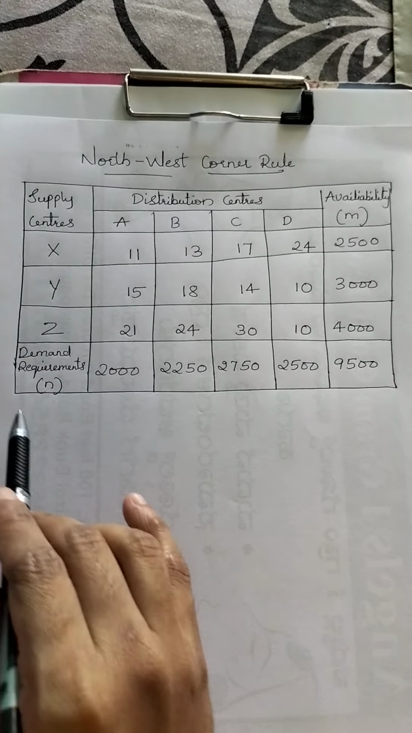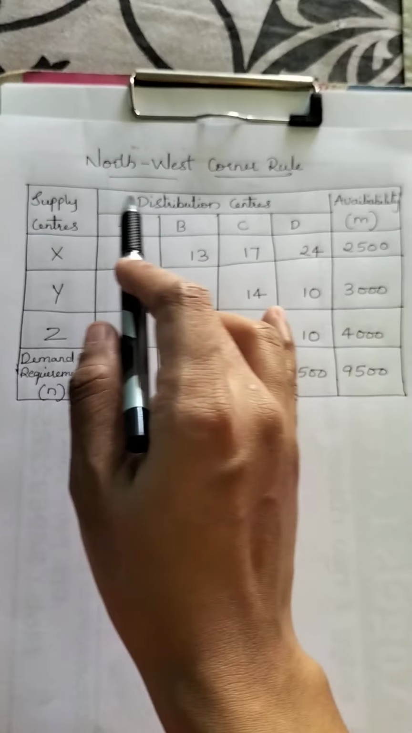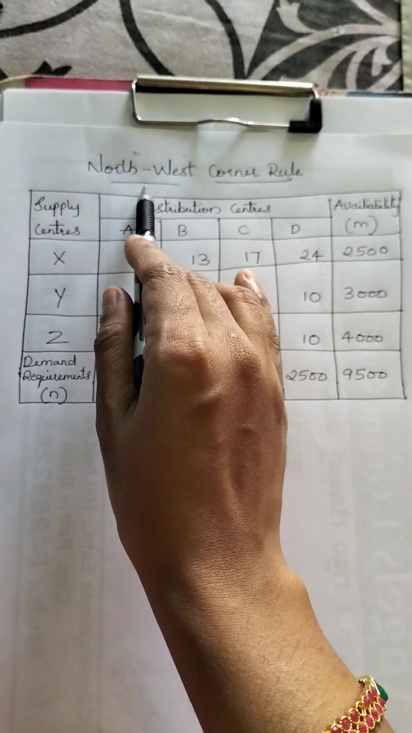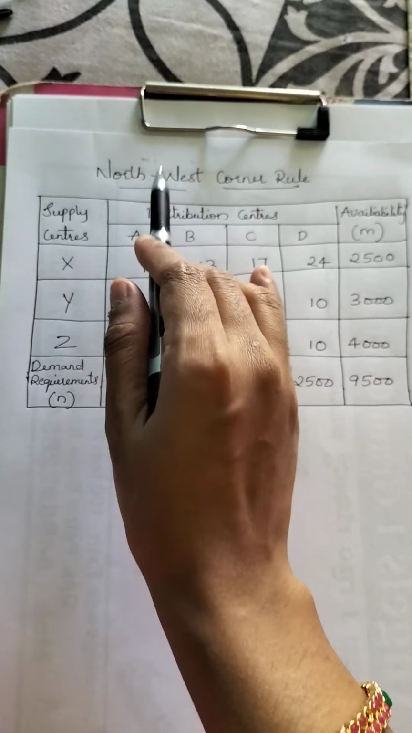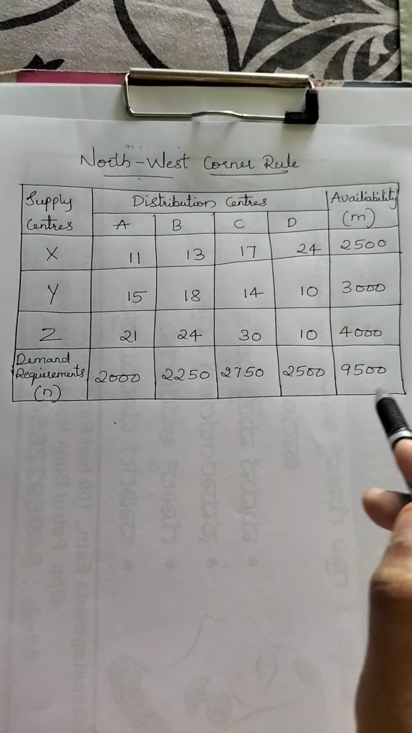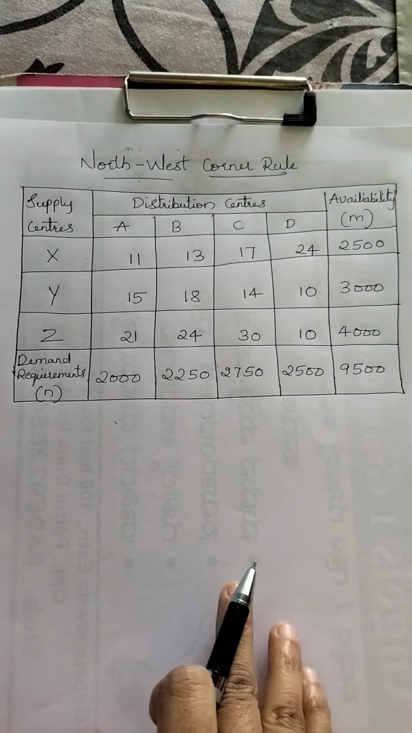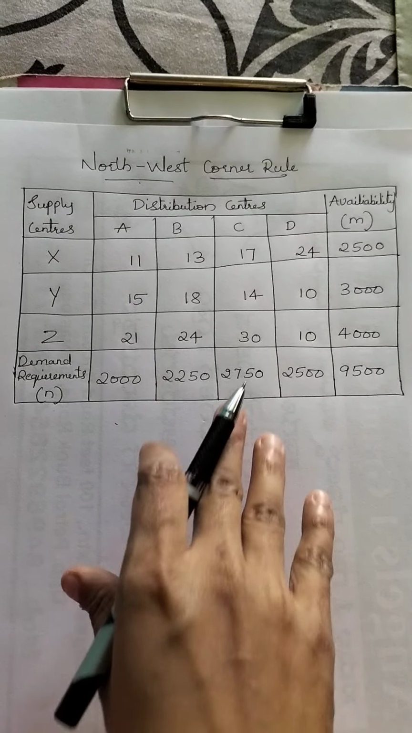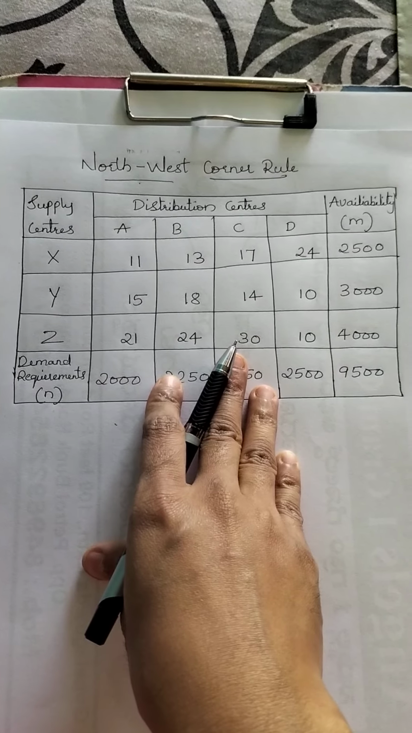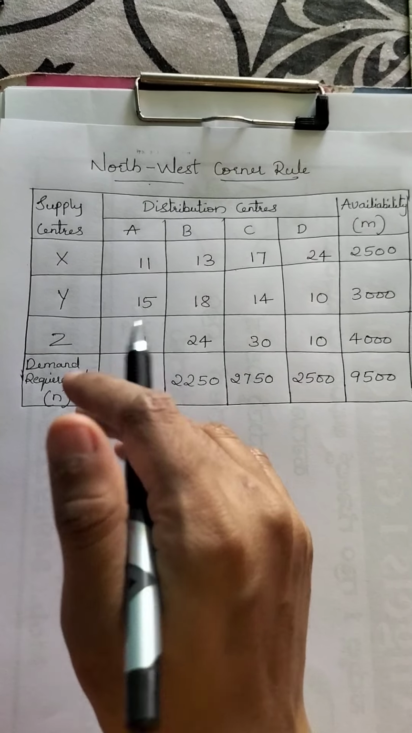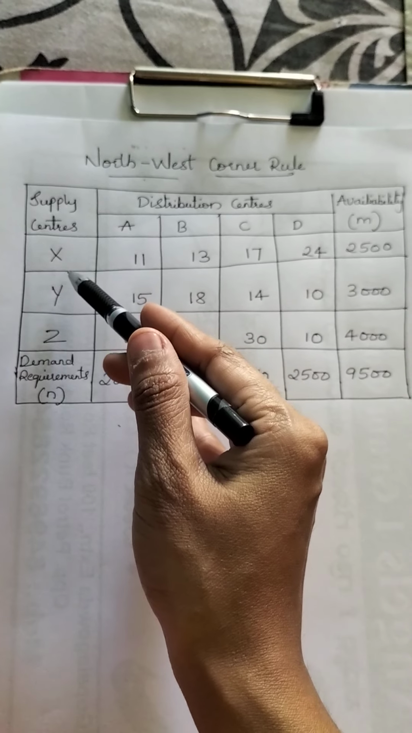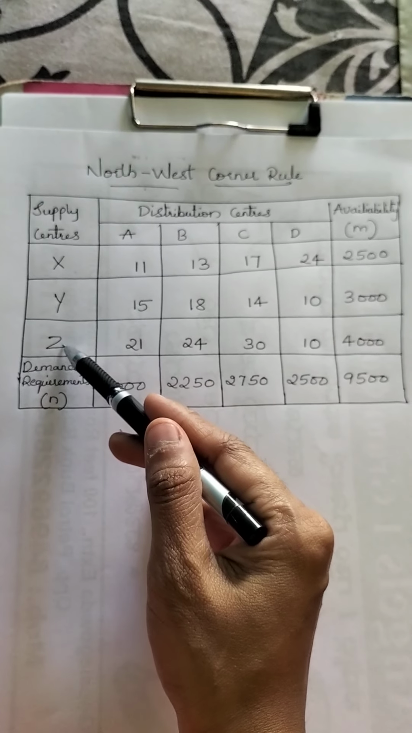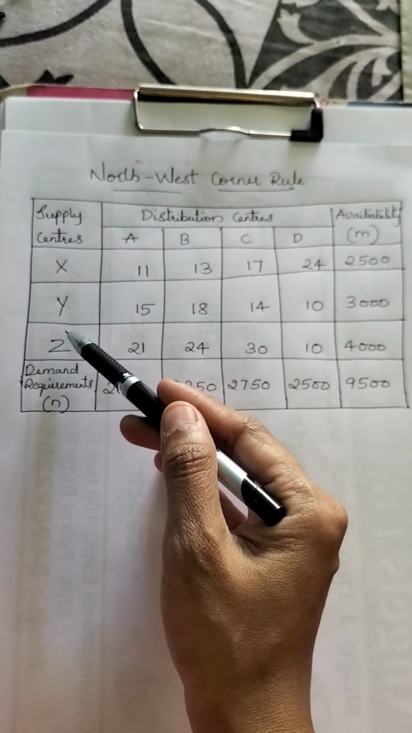So this is basically the pattern of the particular transportation problem which has been done using northwest corner rule. If you can see the table, yesterday I had showed you the format of a transportation problem. So this is how the problem goes on. I'll just explain the problem once. Supply centers. There are 3 supply centers, X, Y and Z. What are the supply centers?